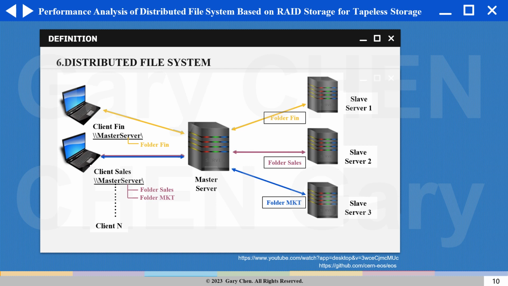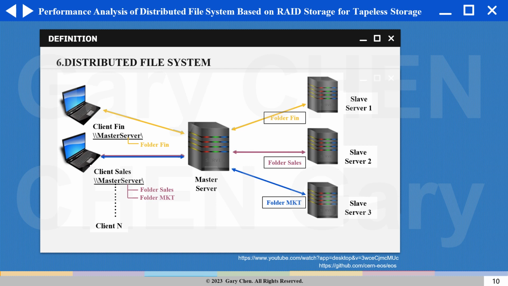First, client request. The sales client wishes to access or operate on a specific folder, such as folder sales or folder financial. Second, request to master server. The sales client sends an access request to the master server of the DFS system. The request includes information about the target folder, as well as the sales client's identity and permissions.